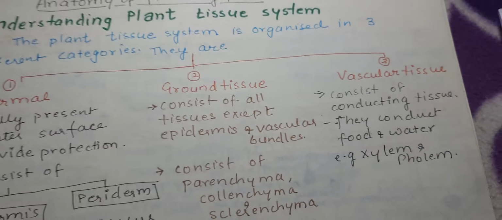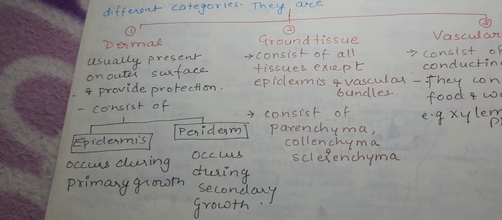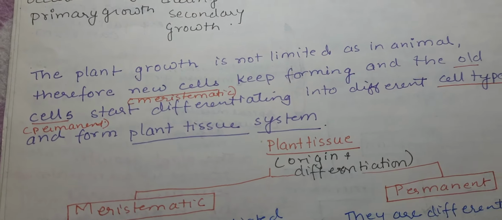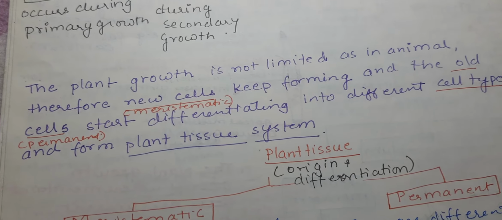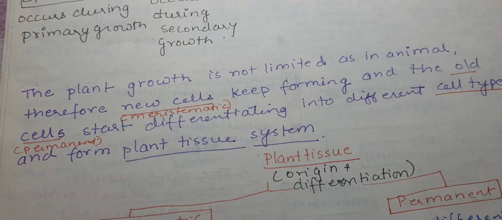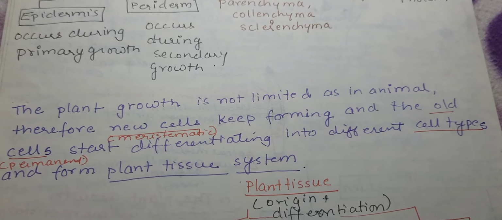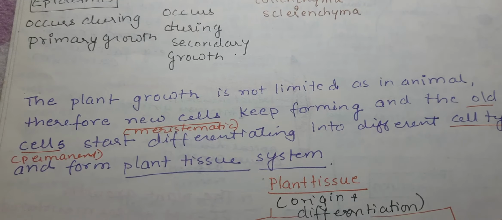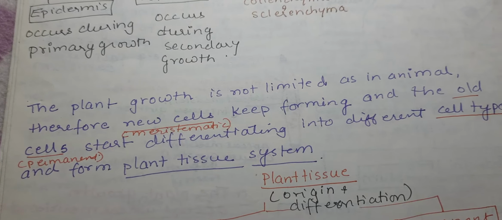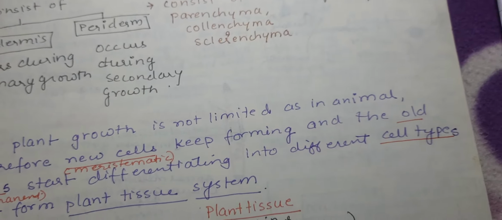We'll be discussing them again, but before that we will be discussing what all different types of cells are there in the plant. So the plant growth is not limited as in animal if you compare it with the animal. Therefore, new cells keep on adding and old cells start differentiating into different cell type and form plant tissue system. So the new cells that get added, they are called meristematic cells, and the old cells which keep forming from the new cells are called permanent cells.